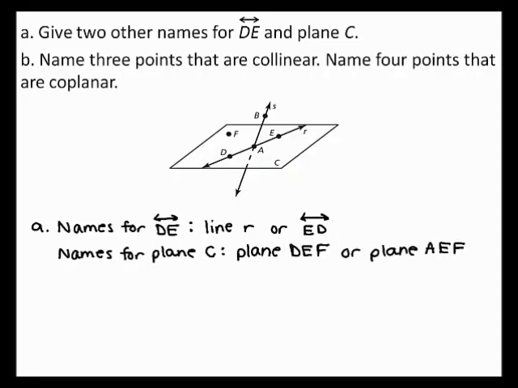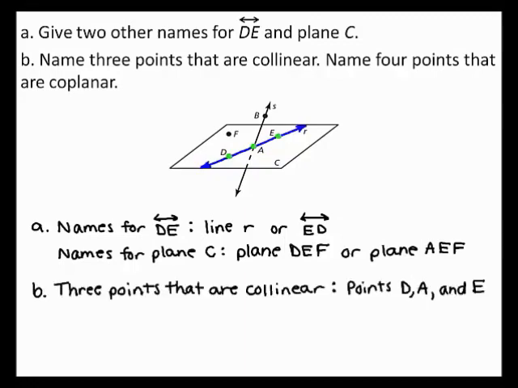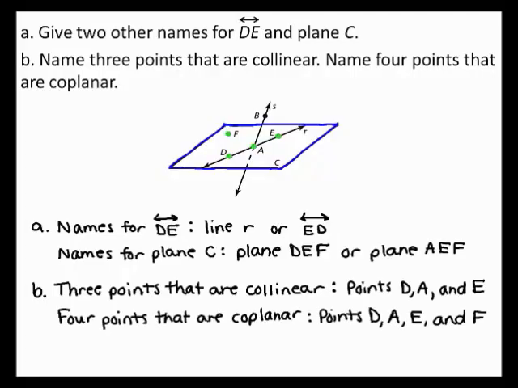In part B, 3 points are collinear if they lie on the same line. From the diagram, you can see that points D, A, and E all lie on line R. Therefore, points D, A, and E are collinear. Next, points are coplanar if they lie in the same plane. From the diagram, you can see that points D, A, E, and F all lie in plane C. Therefore, points D, A, E, and F are coplanar.